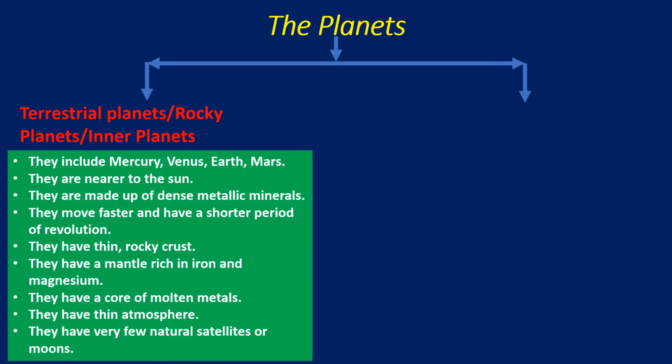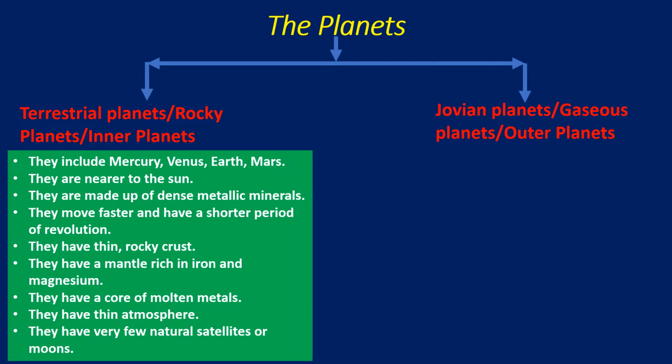They are nearer to the Sun. They are made up of dense metallic minerals. They move faster and have a shorter period of revolution. They have a thin rocky crust. They have a mantle rich in iron and magnesium. They have a core of molten metals. They have a thin atmosphere. They have very few natural satellites or no satellites.